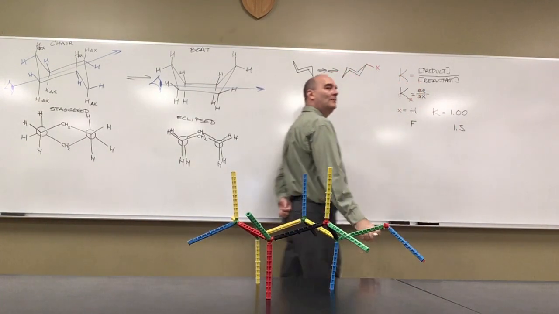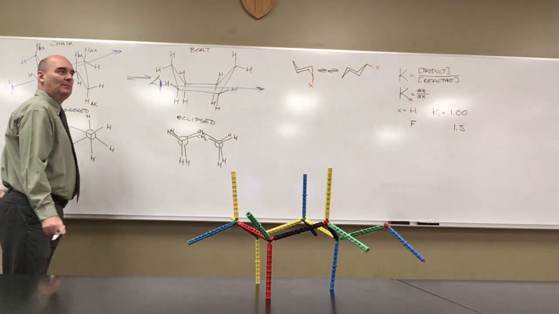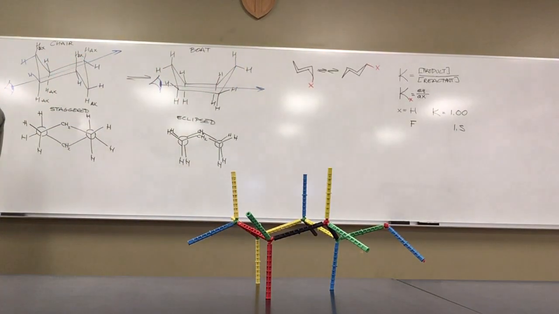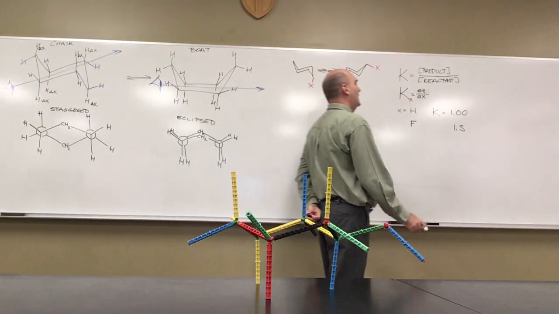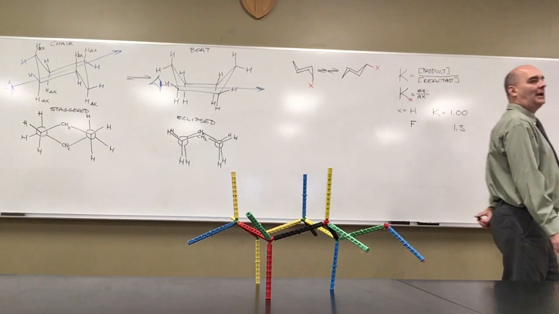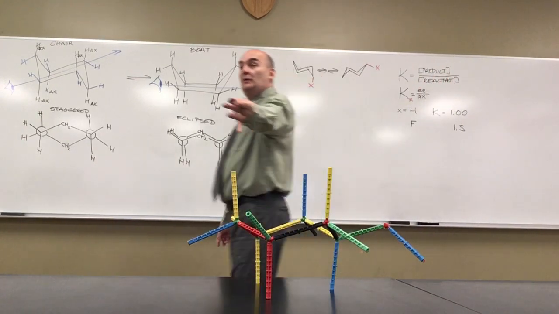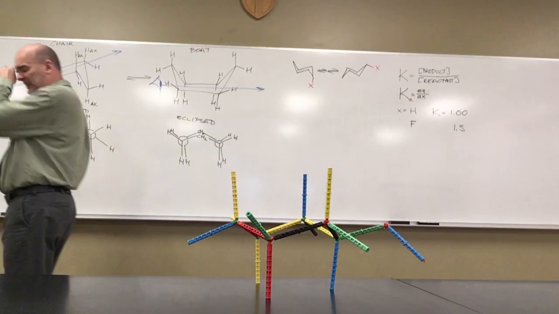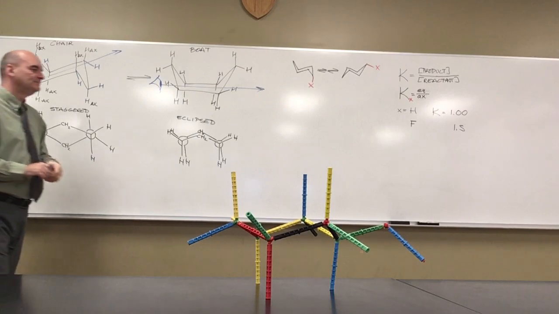Okay, it's about 1.5. So you're 50% more likely as a fluorine to be in an equatorial position than you are in an axial position. And if you have a molecule that's got 2 of them in it, and you have free reign, you can put them anywhere, put them both equatorial.